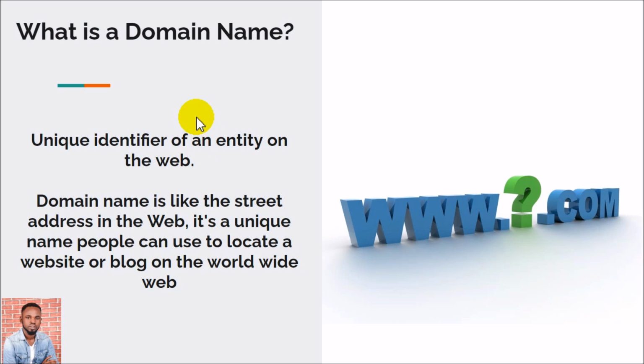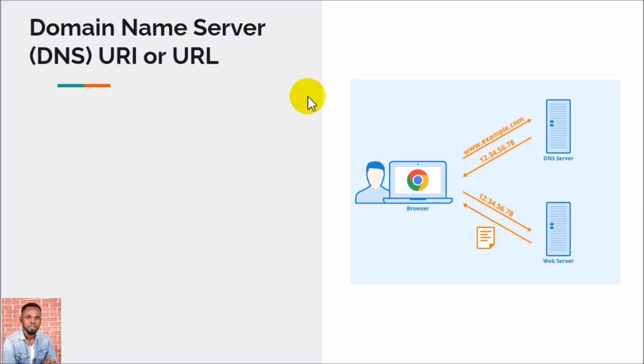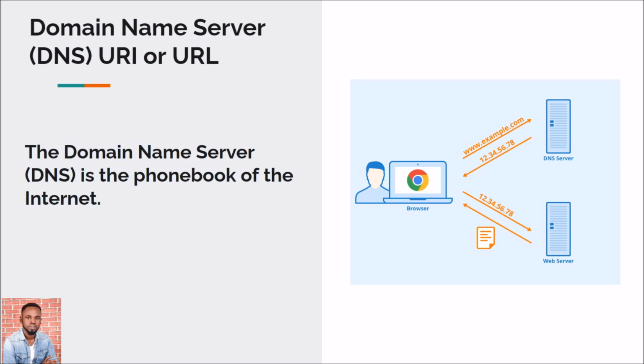Now, how is the domain name created? Let's learn how a domain name is created. Domain name is like the phone book of the internet. Visualize the phone book in your phone. You have names that you use to remember all your contacts, but if you go into the contact details, you see that the numbers are not the same. This is how the domain name server and everything works when it comes to the web.